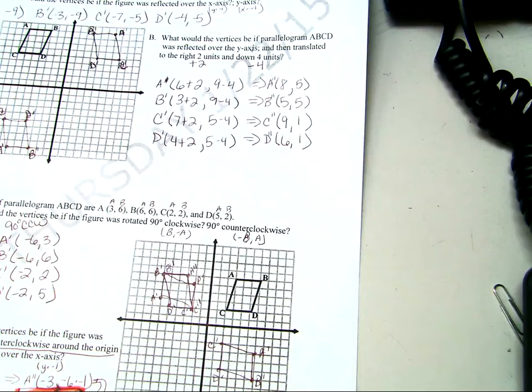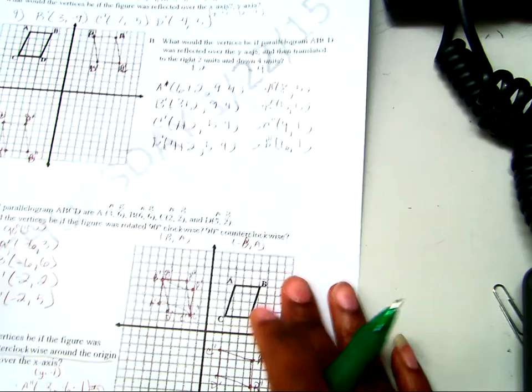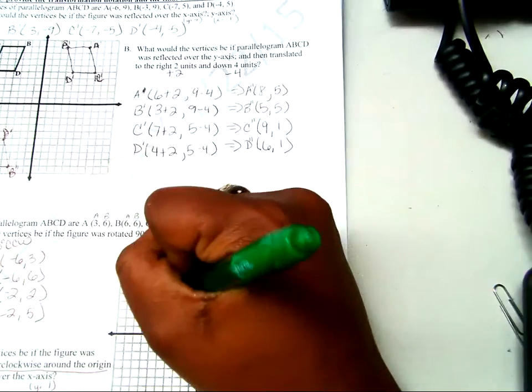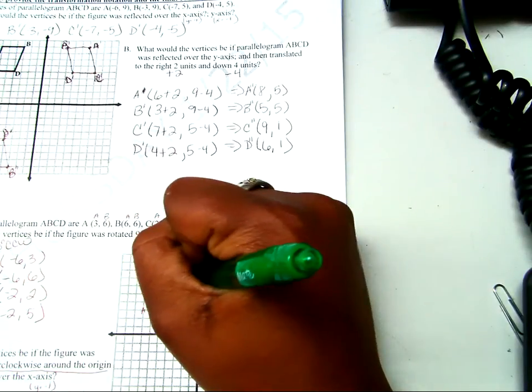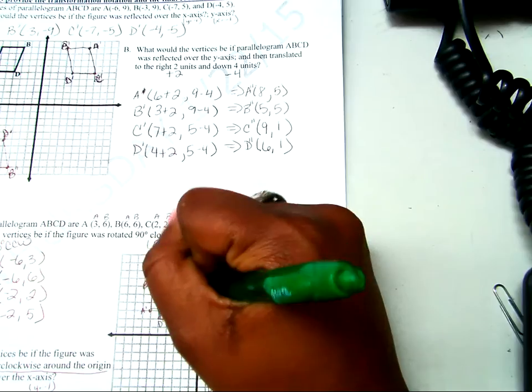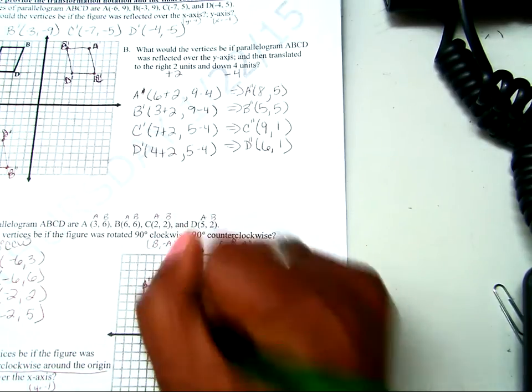Mrs. Robinson, you're all over the place. I know. Hopefully you can see this green. Yes. Excuse me.